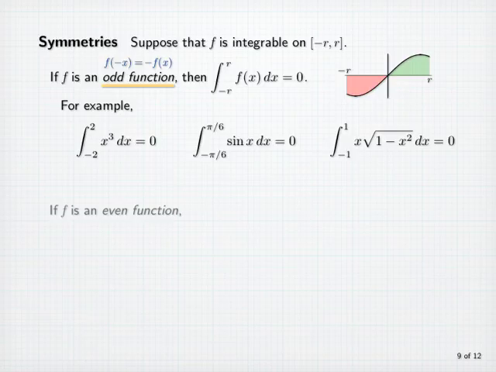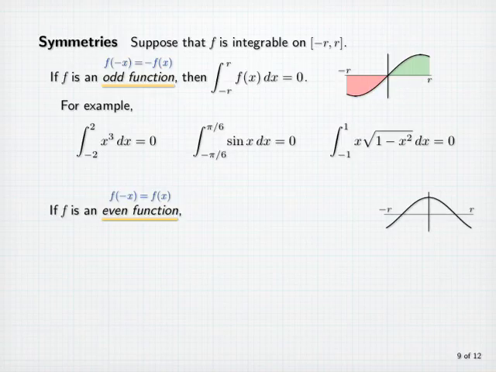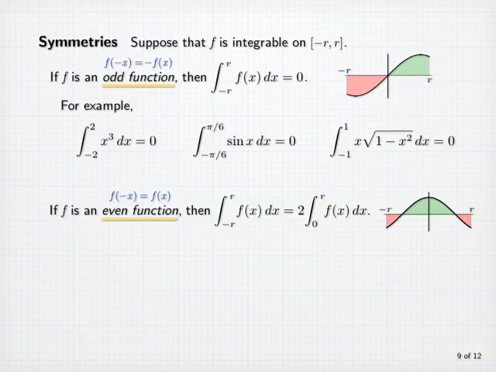Now let's suppose that f is an even function. Recall that this means that f of minus x is equal to f of x. The graph of an even function is symmetric about the y-axis. So the region bounded by the graph and the x-axis between minus r and r is symmetric about the y-axis. Here we can't be as specific about the value of the integral, but we can say that the integral from minus r to r of f of x dx is equal to 2 times the integral from 0 to r of f of x dx. We'll see later that this is frequently a useful way to simplify calculations.